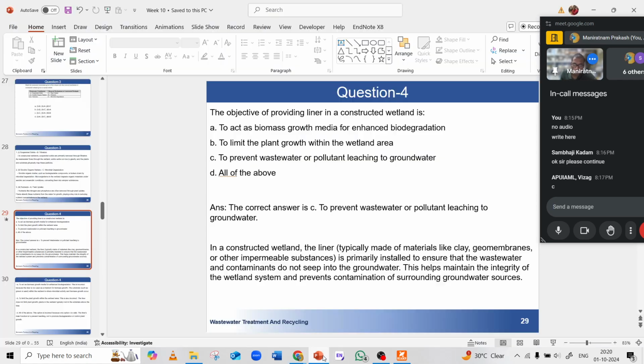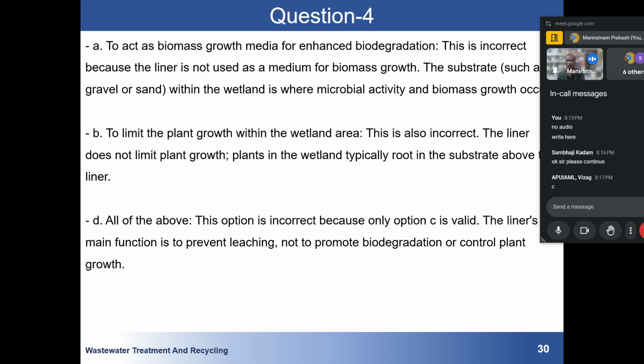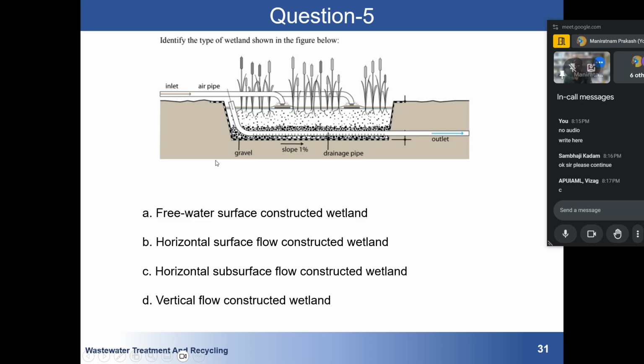Okay. So these liners are made of some kind of clay, geomembranes, or other impermeable substance. So the correct answer is C, to prevent wastewater or pollutant leaching to groundwater. If we look at the other options, they are incorrect, because the liner does not control the biomass growth. Okay.